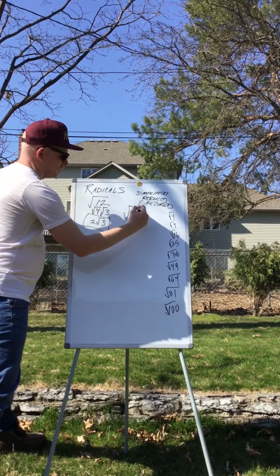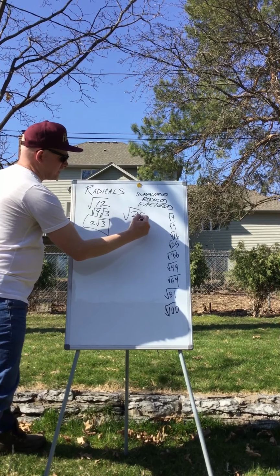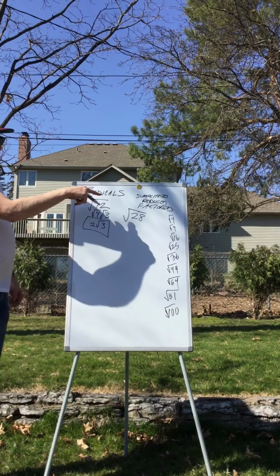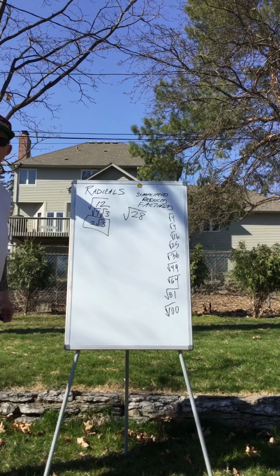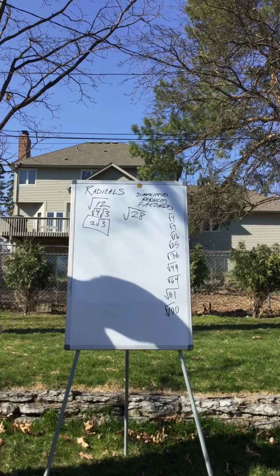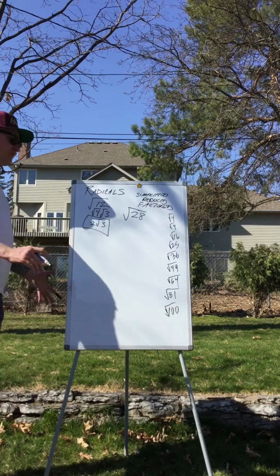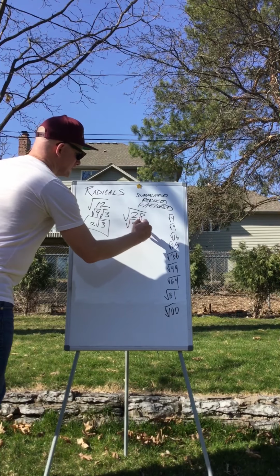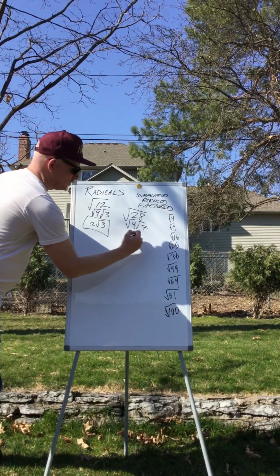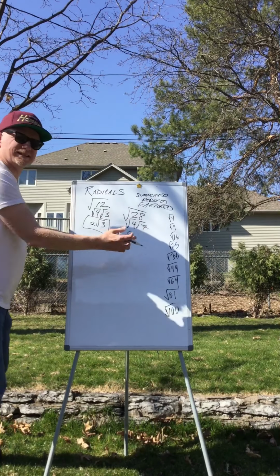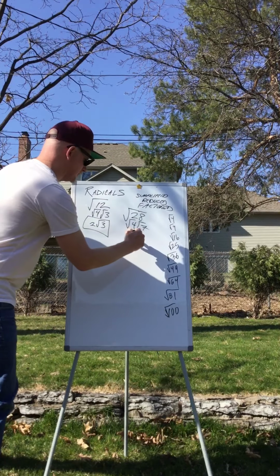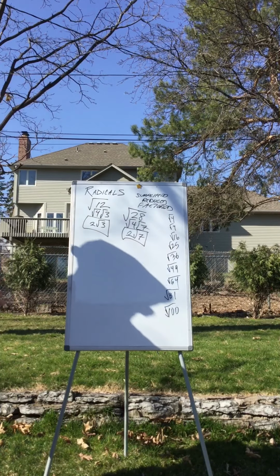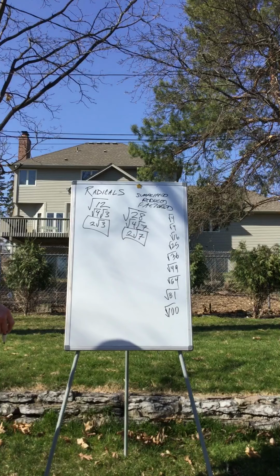We'll say root 28. Kiersey, what perfect square goes into 28? What do you think? 36? Not 36. You're off by a lot, but it's okay. It's actually 4 and 7. So 4 and 7, not 47. So it would be 2 root 7.